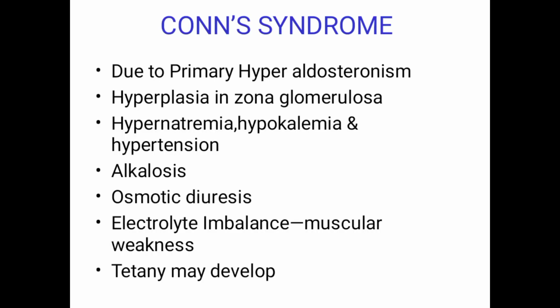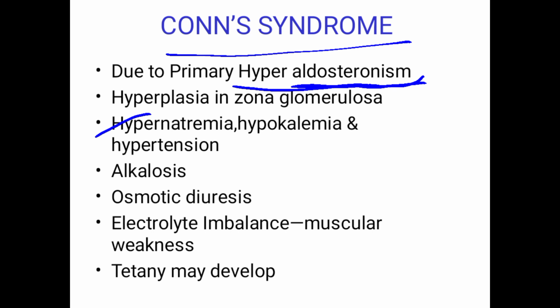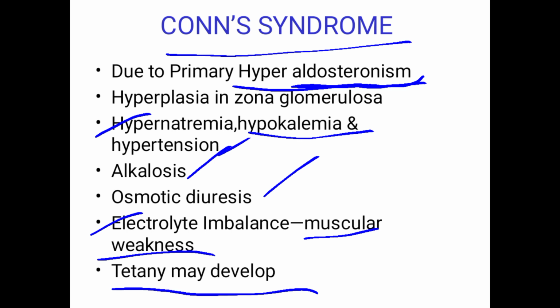Next, coming to a clinical condition called Conn syndrome. Conn syndrome is mainly caused by hyperaldosteronism, which means there is an increase in aldosterone secretion. If aldosterone secretion increases, there is hypernatremia, that is, an increase in sodium ion in the blood. Hypokalemia, a decrease in potassium ion, and it will lead to hypertension. Then alkalosis, osmotic diuresis where the water output increases, and electrolyte imbalance that leads to muscular weakness. Finally, tetany will also develop.